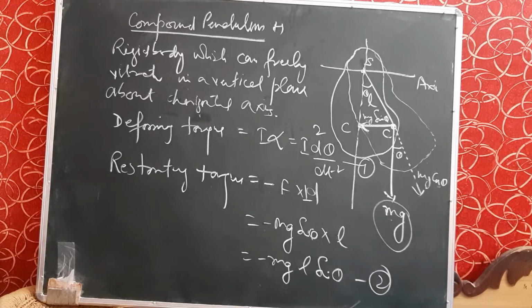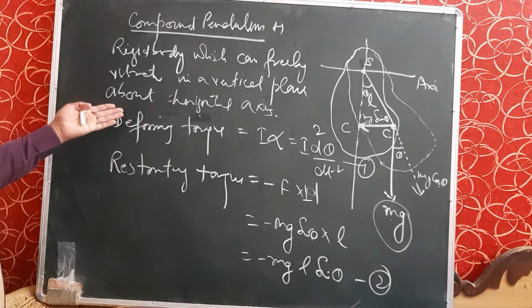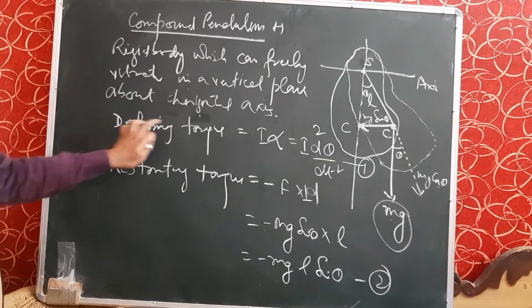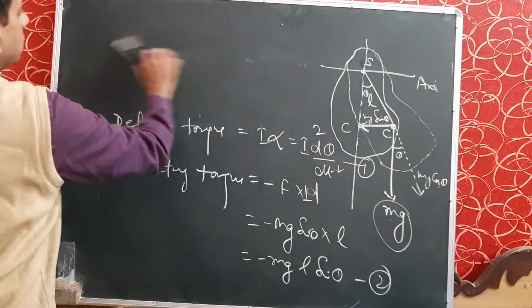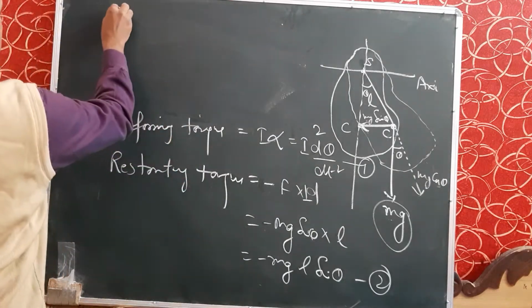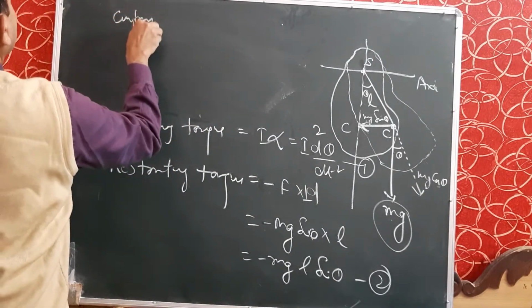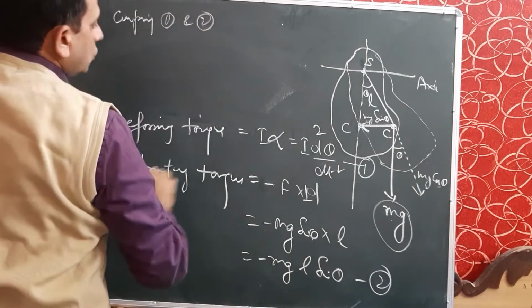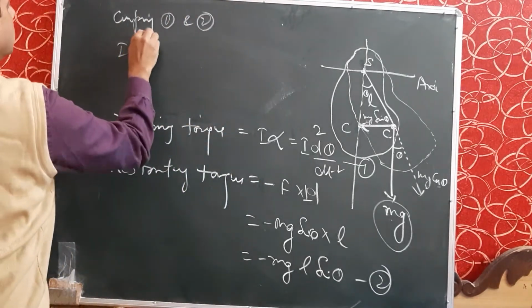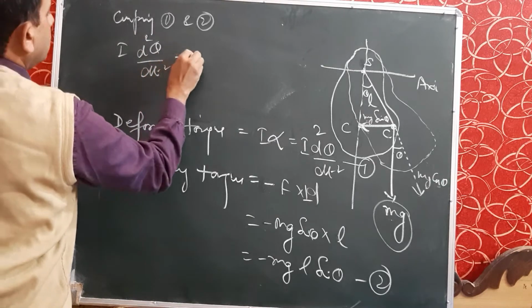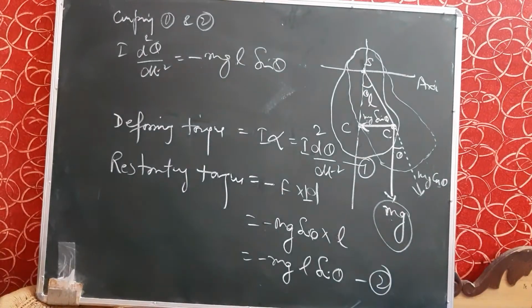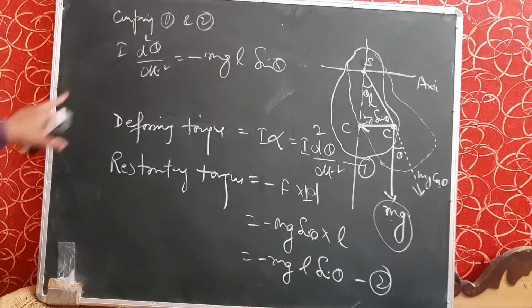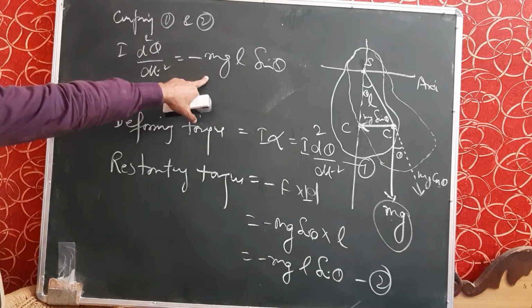Now the equation of motion from these two torques: you know that the equation is formed by deforming torque equal to restoring torque. Hence we will compare these two torques, that is, equation number 1 and equation number 2. We get I d square theta upon dt square is equal to minus mgL sin theta, because it is deforming torque on one side and restoring torque on the other.